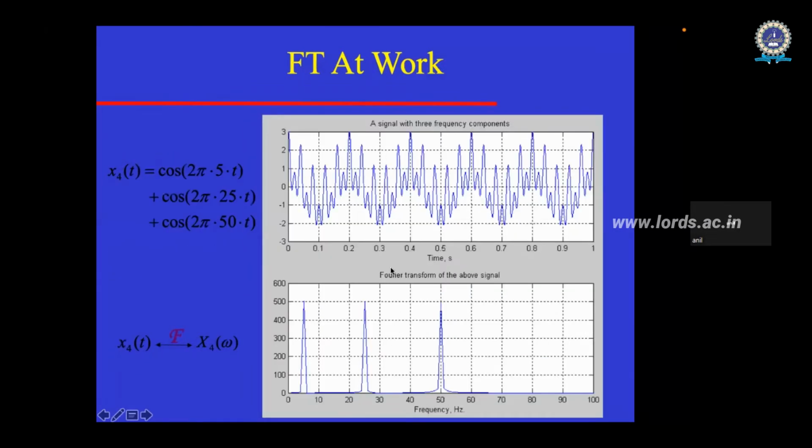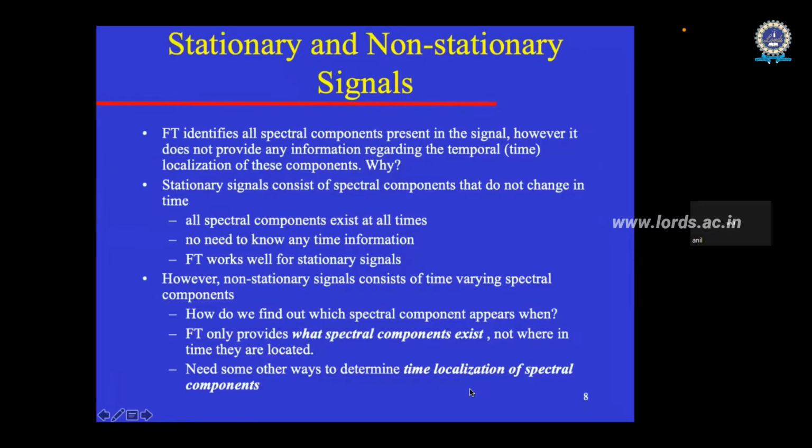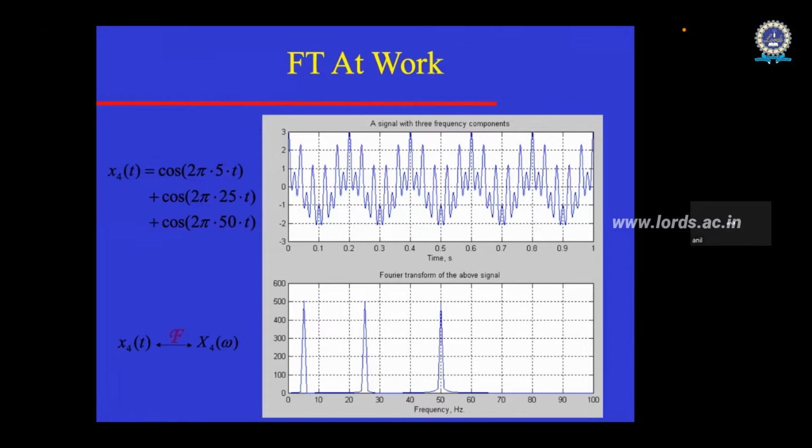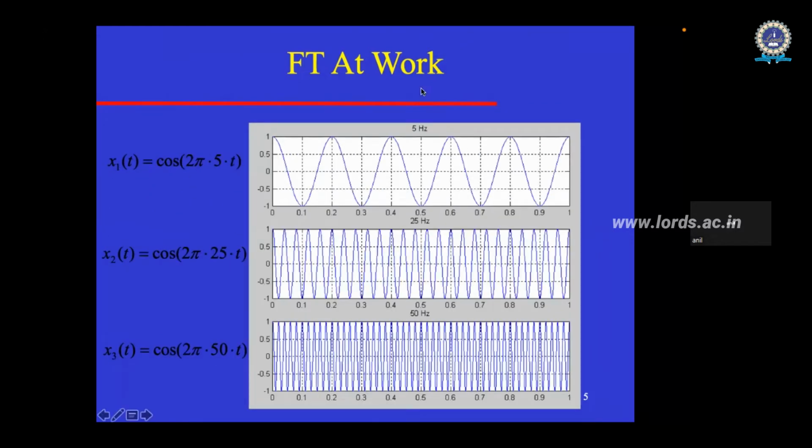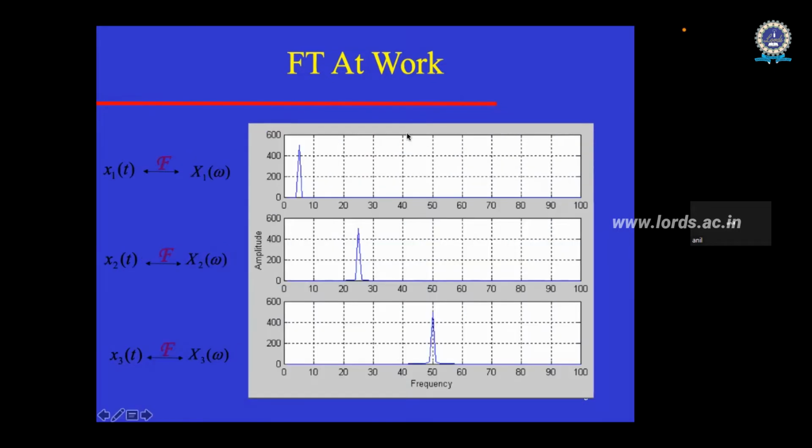Now let us say I have a signal which is a combination of these three, 5, 25 and 50, so they are added up. Now the Fourier transform shows 5, 25 and 50. For example, imagine I have combined 5 Hz from 0 to 0.4, 25 Hz from 0.4 to 0.8, and 50 Hz from 0.8 to 1, and plot the spectrum. Similarly, I will get this only. I will get 5 Hz, 25 and 50.